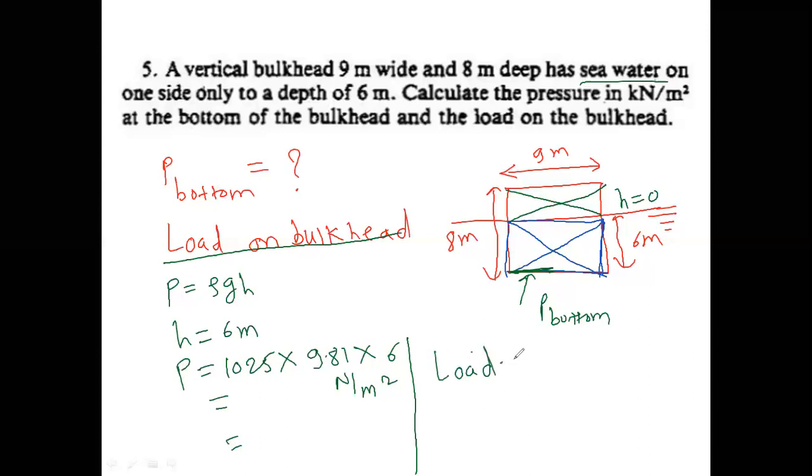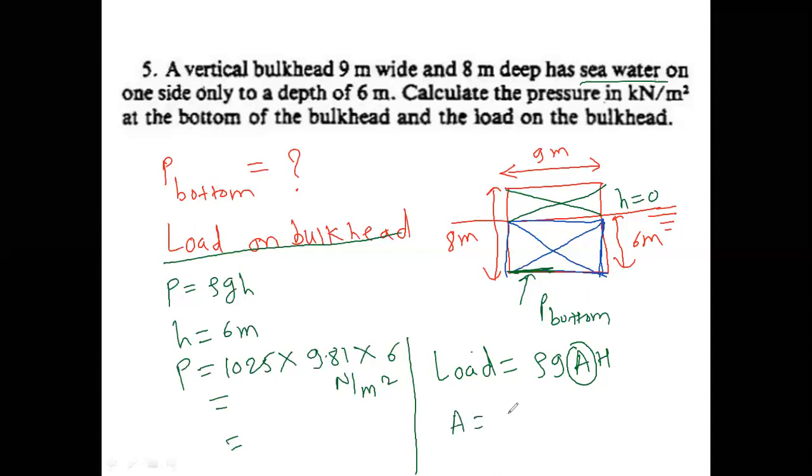Load is equal to rho g A h. Now here is the very important step you have to understand. The water is there up to the 6 meter only. So whenever you are finding the area of the bulkhead, you have to consider the area up to where the water is there, that area only. Don't consider the full area of the bulkhead. Why? Because above the water surface there is no water, so there is no load exerting on the bulkhead. So you have to consider the effective area of the bulkhead.